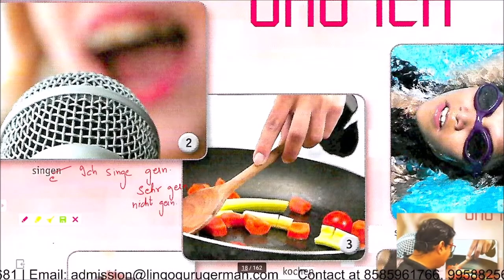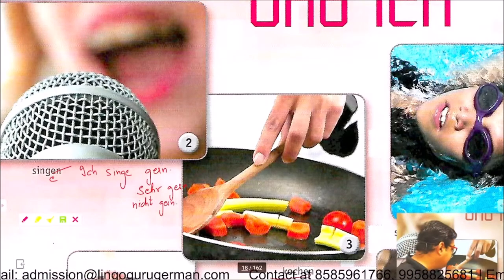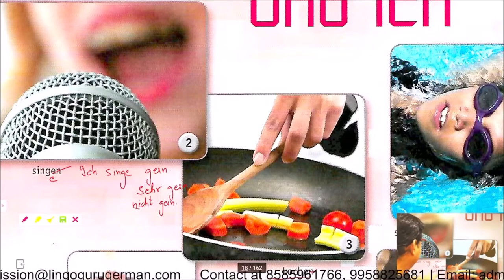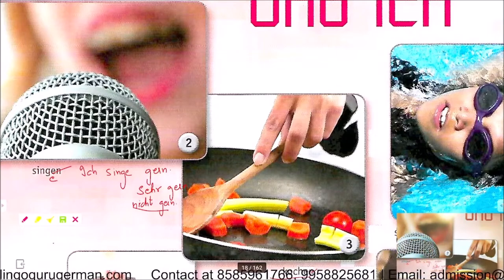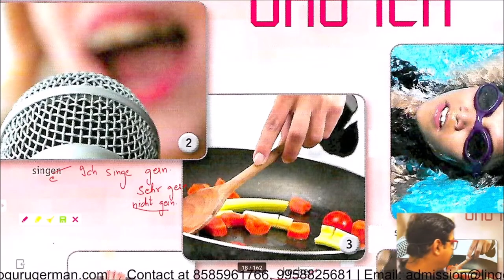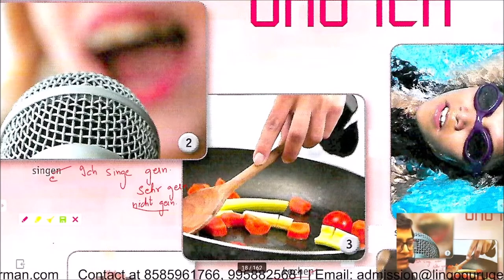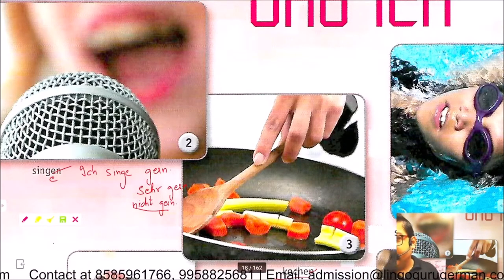Similarly for kochen. Kochen is to cook. I want to say I like to cook. I just remove n. So ich koche gern. I don't like to cook. Ich koche nicht gern. I like to cook very much. Ich koche sehr gern. Same with schwimmen. Schwimmen is to swim. I like to swim. Ich schwimme gern. I do not like to swim. Ich schwimme nicht gern.